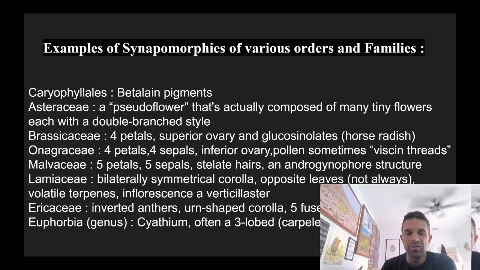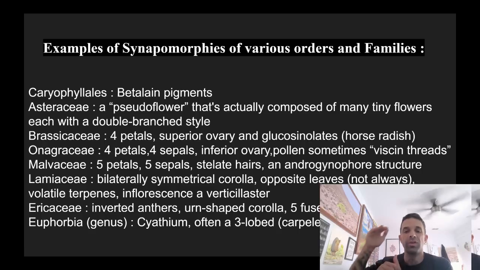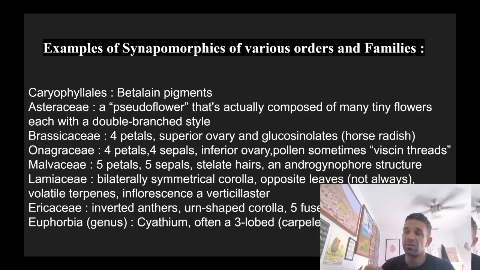Onagraceae, the evening primrose family: four petals, four sepals, inferior ovary. That just means where the ovary is positioned. Is it below the sepals or is it enclosed in the sepals? Tomatoes tend to produce a superior ovary. Is that right?